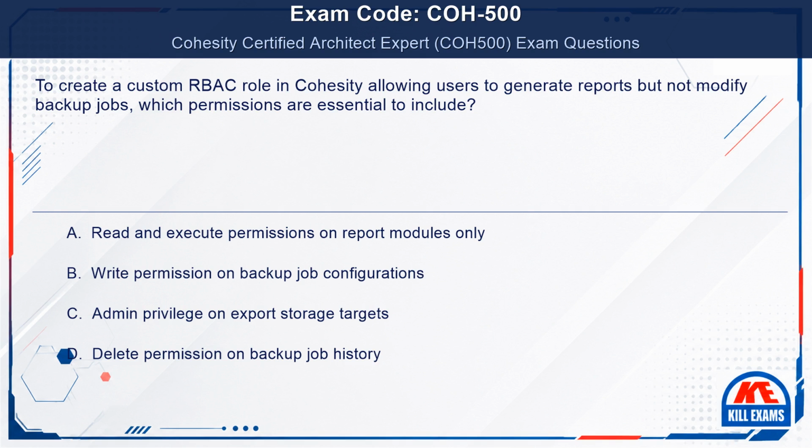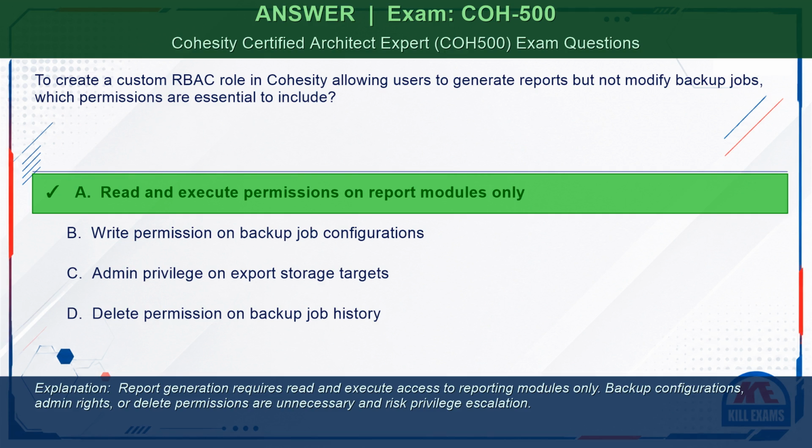Question 9. To create a custom role in Cohesity allowing users to generate reports but not modify backup jobs, which permissions are essential to include? Option A. Read and execute permissions on report modules only. Option B. Write permission on backup job configurations. Option C. Admin privilege on export storage targets. Option D. Delete permission on backup job history. The correct answer is Option A.